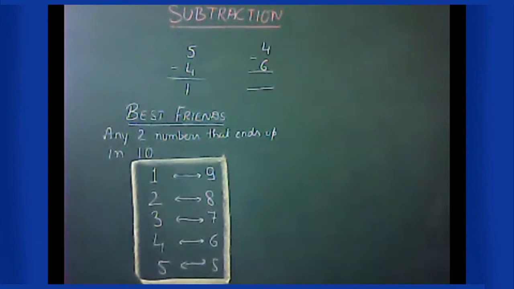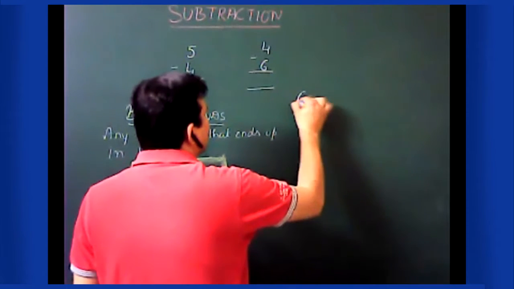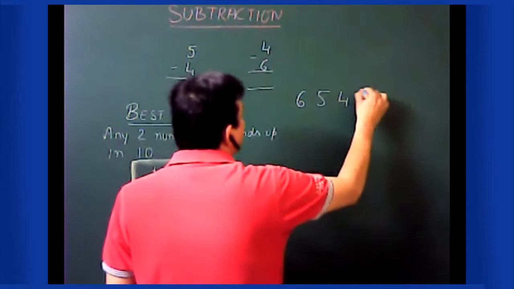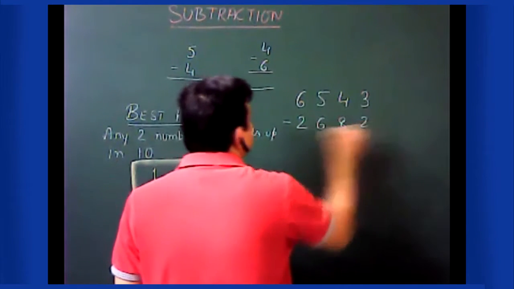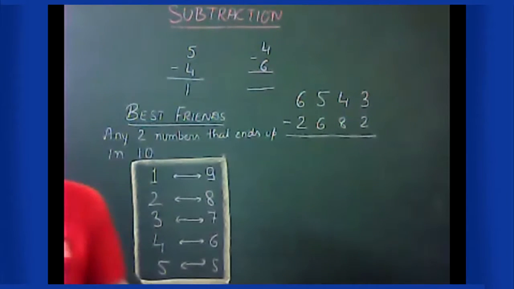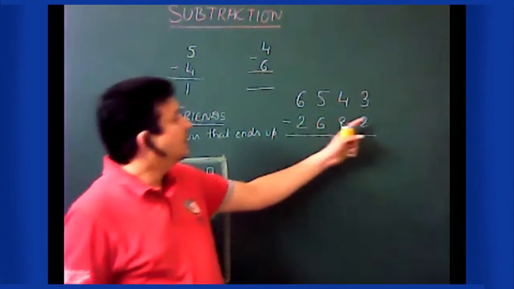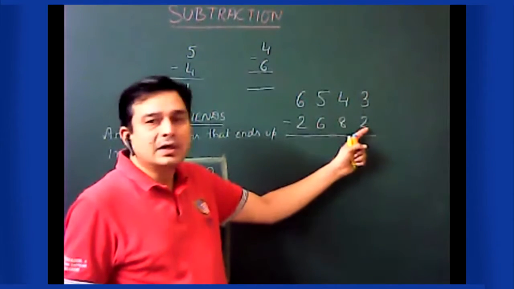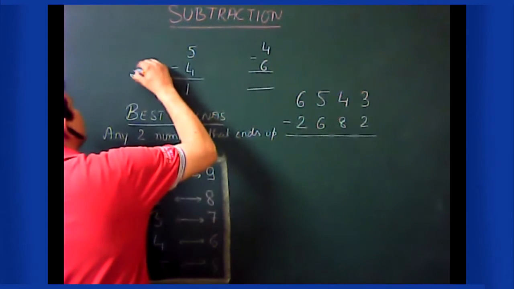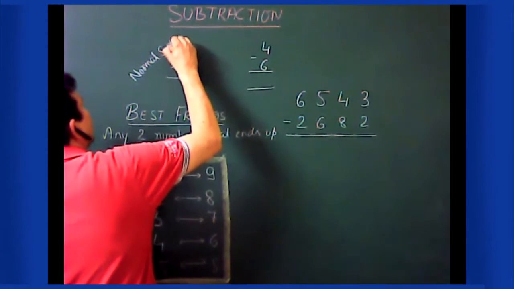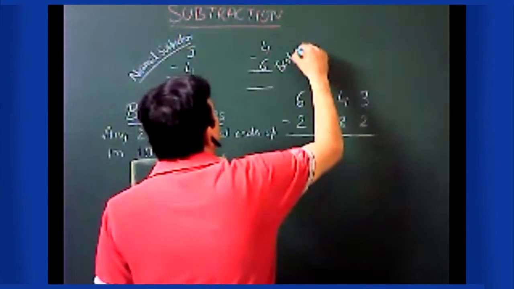Okay, I have highlighted this on the board. Now let us understand how to do subtraction using the best friend technique. As in normal subtraction, here also we will start from the right. We see that the number written above is greater than the number below it. So we will do normal subtraction. In this case, we always do normal subtraction. And in this case, we have to use the best friend technique.